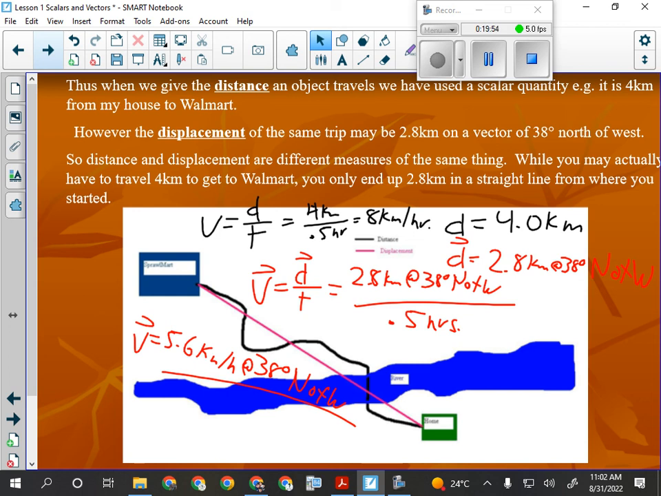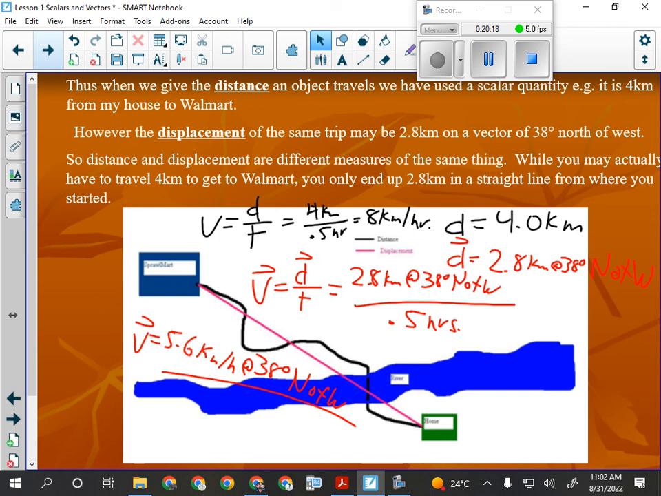What's my total distance traveled? 8 kilometers. What's my average speed over the whole trip? Zero. Speed. 8 kilometers per hour. I traveled 8 kilometers in 1 hour, 8 kilometers per hour. Now, what's my total displacement over the whole trip?